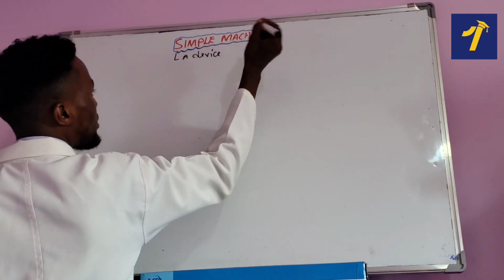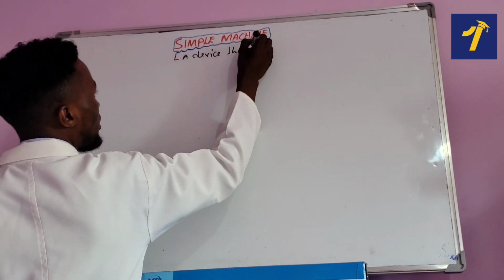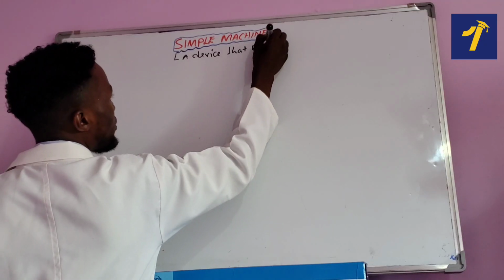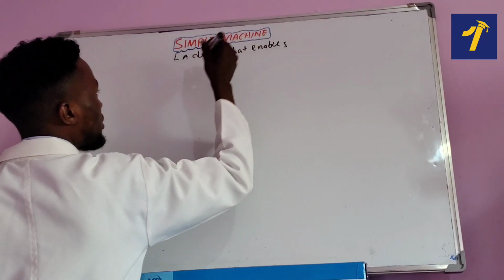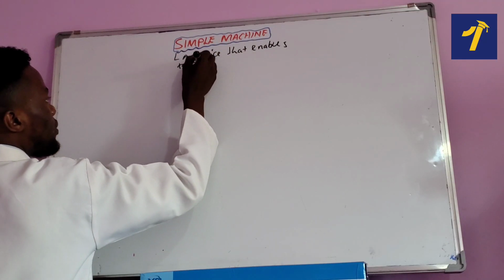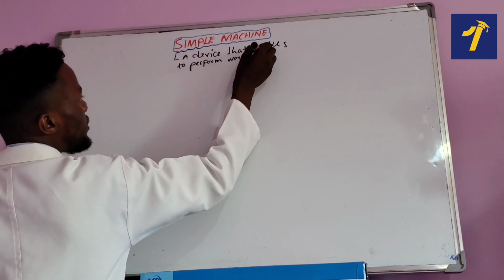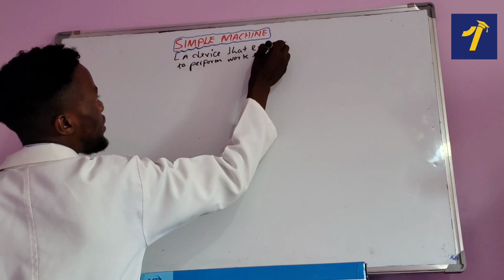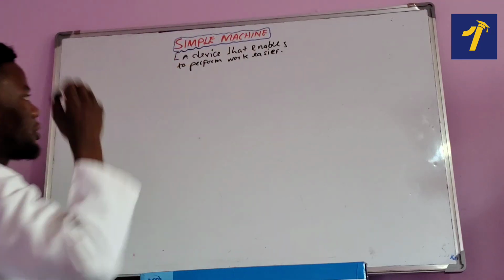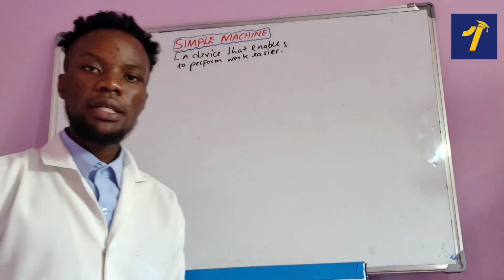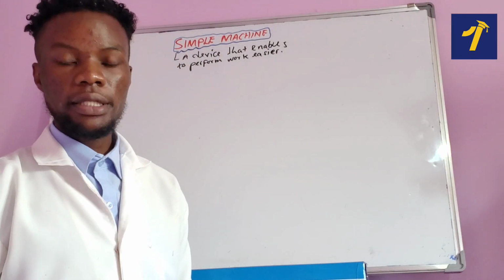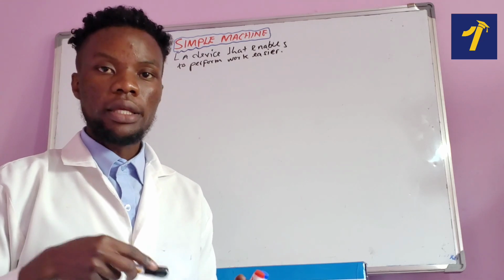A device that enables us to perform work easier. Very simple definition that you need to remember. A simple machine is basically a machine or a device that's going to make work easier.